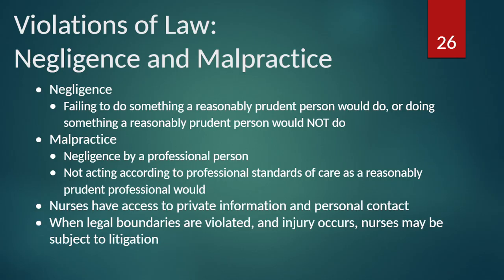Negligence does not require professional training. It can apply to anyone. Malpractice, on the other hand, is professional negligence. This occurs when a nurse does not act according to the professional standards of care that a reasonably prudent nurse would follow. Malpractice involves specialized knowledge, skills, and judgment, so only professionals, such as nurses, physicians, or therapists, can be held liable for it. Examples include administering the wrong medication dose, failing to follow up on abnormal lab values, or not using proper sterile technique and causing an infection.